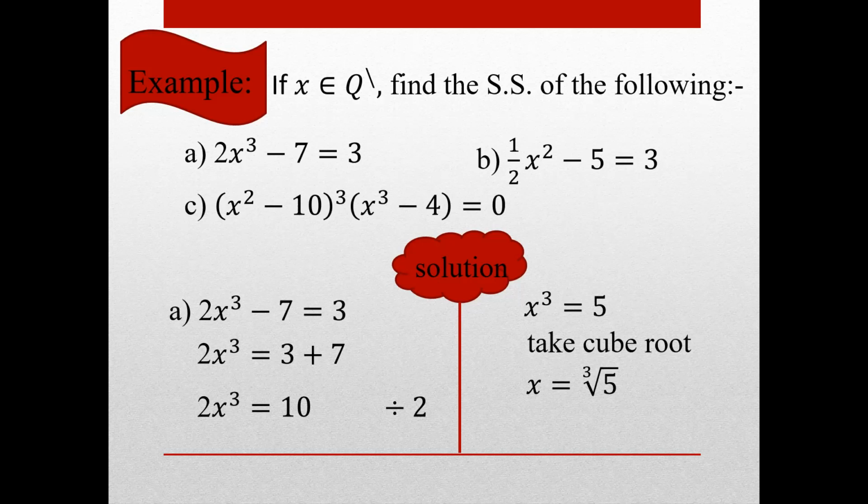5 is not a perfect cube. That means cube root of 5 is not a rational number. It belongs to the irrational numbers. So the solution set is cube root of 5.